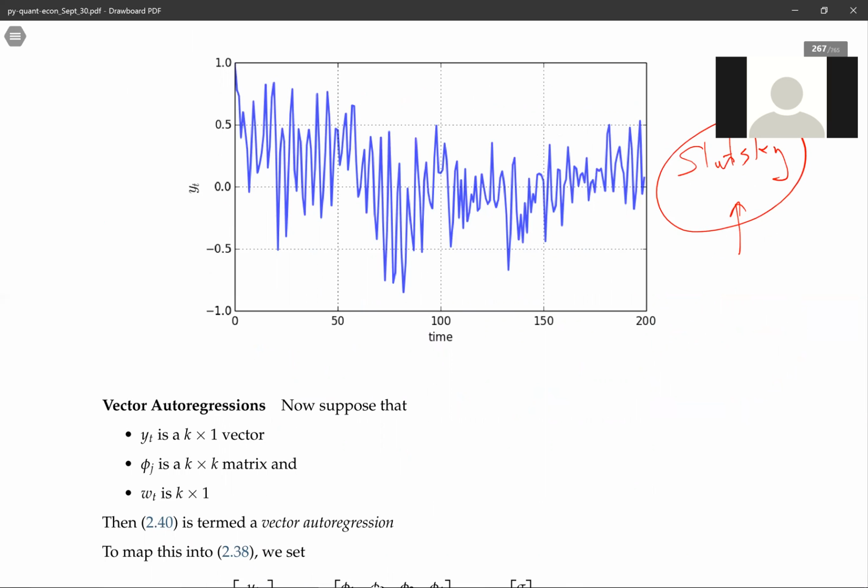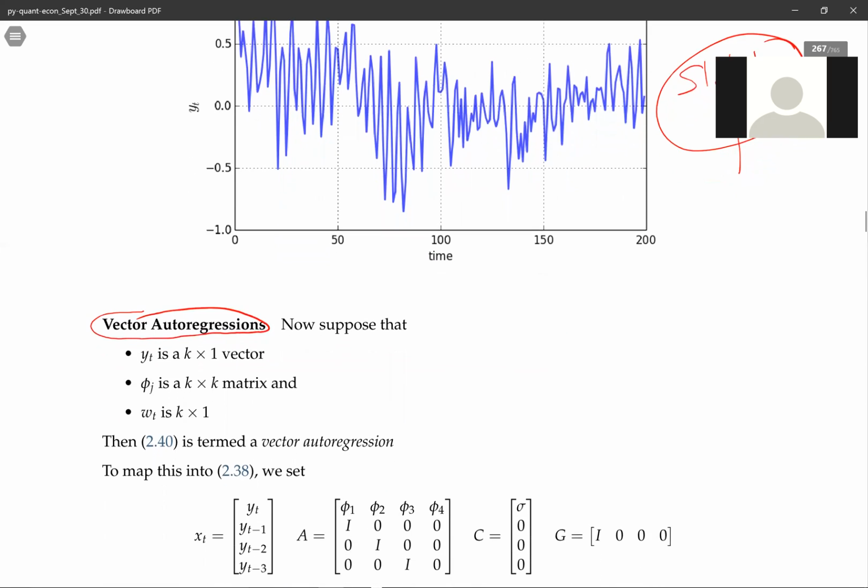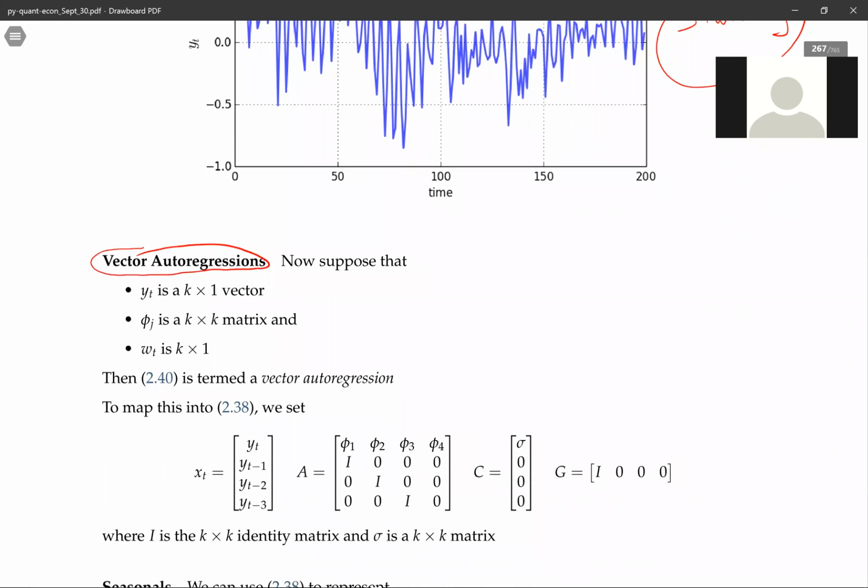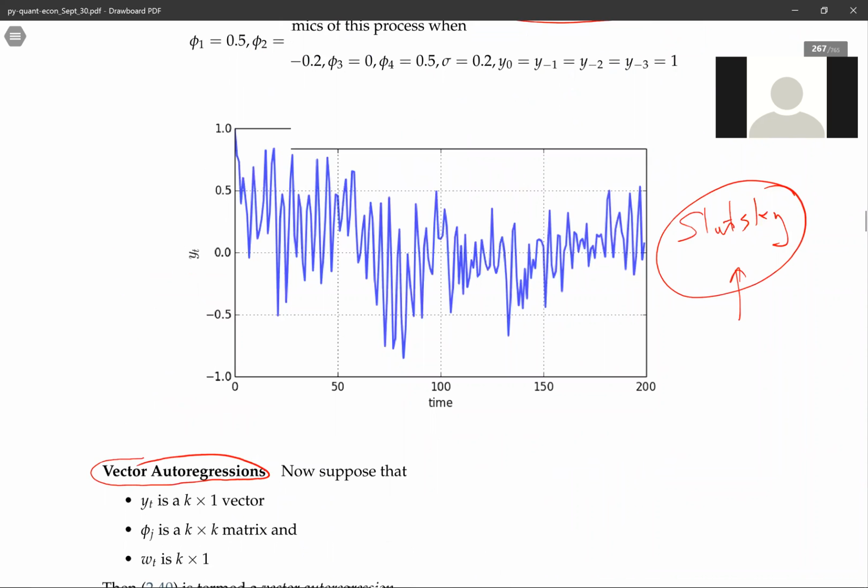So let's go on now. Christopher Sims and other people got very famous for writing vector autoregressions. Well, we're going to show that vector autoregressions fit into our framework. So here's where we go. We're just going to take the previous example.